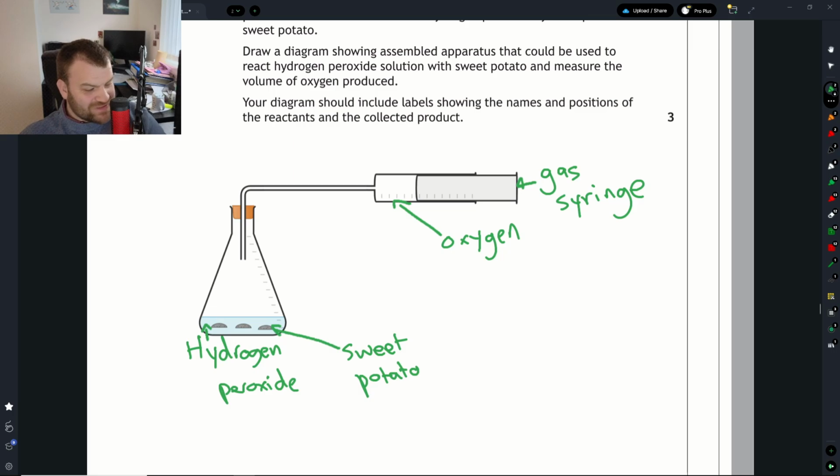And with a little slight adjustment, we end up with a diagram that looks something like this. It says you need to name the reactants, positions of the reactants, and naming the collected product. So we need to have all those parts in there, and that would pick up your 3 marks. 1 mark for showing your reaction happening in some sort of container or vessel. A way of collecting and measuring them. So a gas syringe works perfectly. And you also need to get the correct labels on your reactants and products.